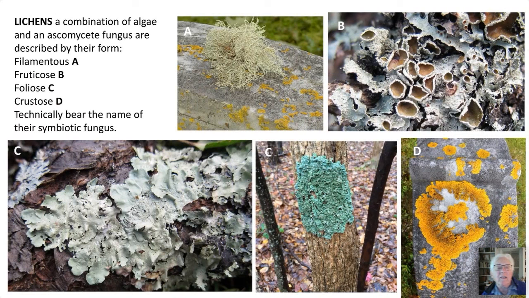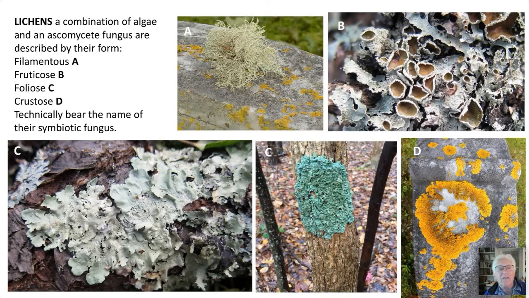And then finally, we can end up with lichens. Lichens can be identified by form. These are filamentous. These are fruticose. They look like fruiting structures. These look like leaves. They're foliose, green foliose. These look like crusts, so they're crustose. So that would be the common field way to identify them.